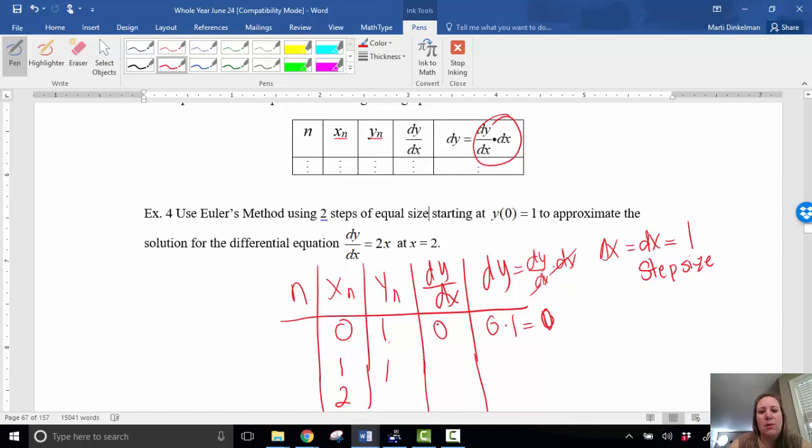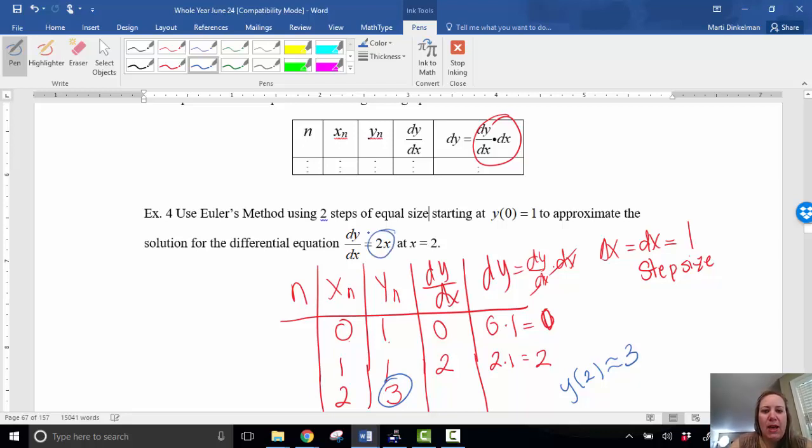Okay, so now dy dx is 2 because we have a 1 here in this row, and so dy dx times our step size is 2. So now the change in y is a positive 2, which means this is going to be a 3. The only thing AP really wants is this. I learned this last year, they really want you to say y of 2 is approximately 3. That's what they want us to say.